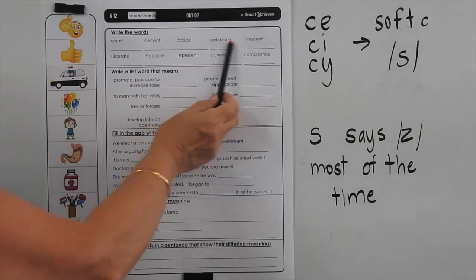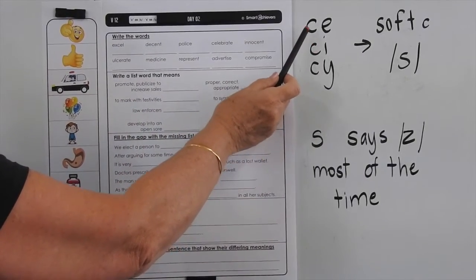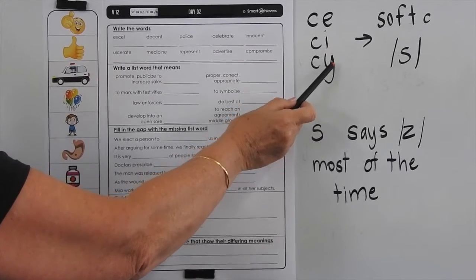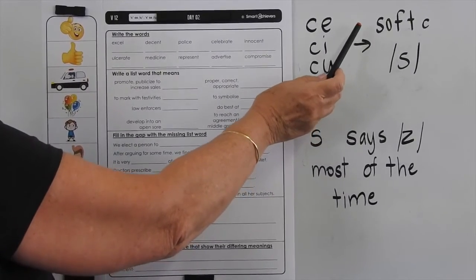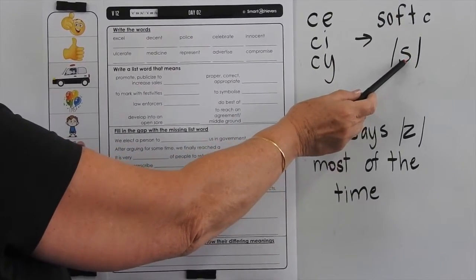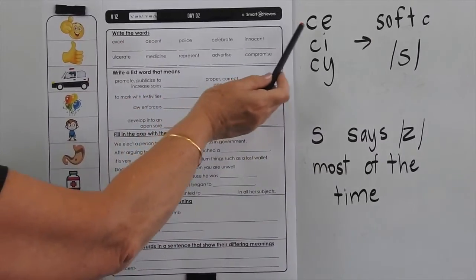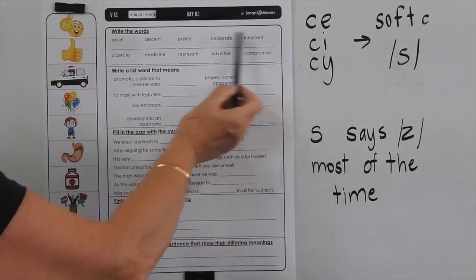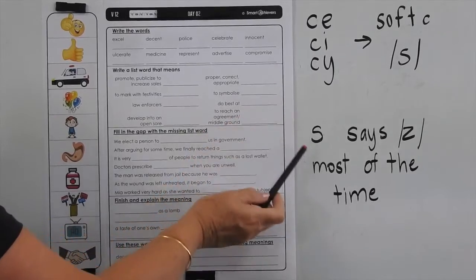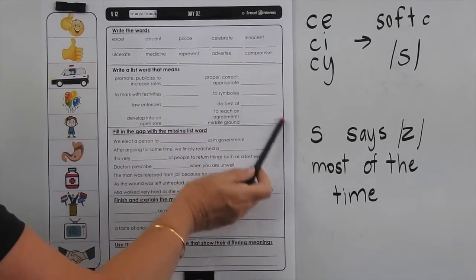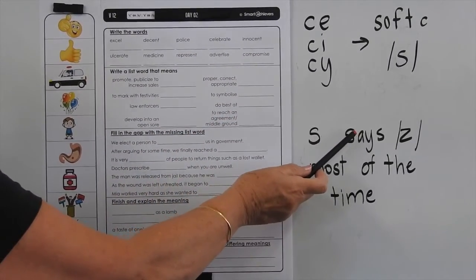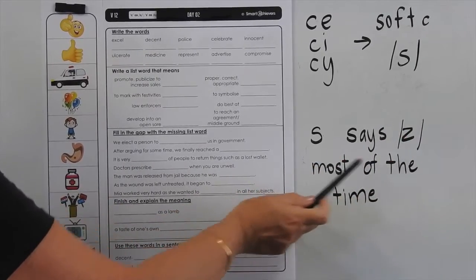In the first set of words here, we're revising that a C followed by an E or an I or a Y makes the C make its soft sound S. So go through and highlight any of those pairs that you can see in these words. Then the last three words are revising that S may say Z most of the time.